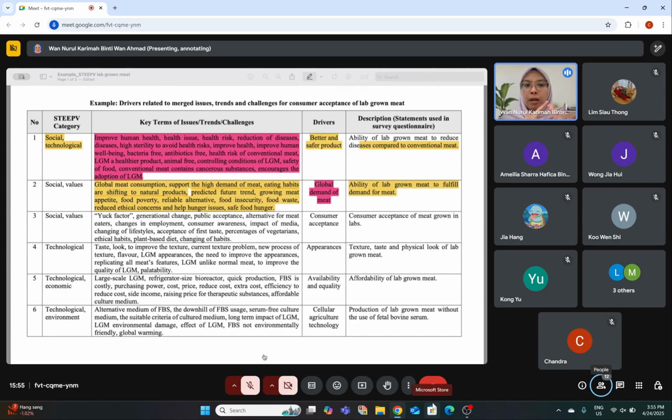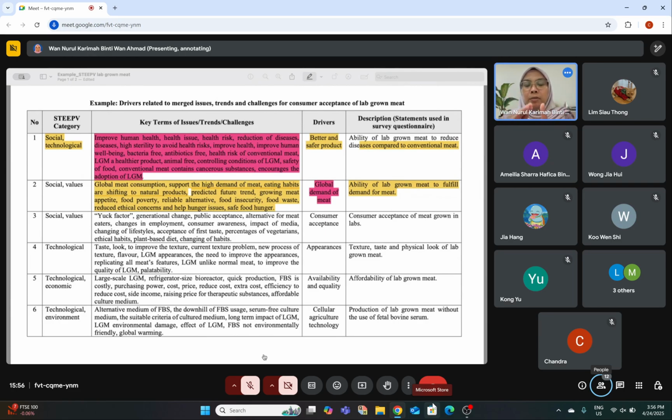Ada 3 tables: the list of statements tadi tu, statements together with the source of reference, and you have to identify the key terms behind each of the statement that you will summarize into summary table of issues, trends, and challenges. And based on the summary table, you will come up with a merge table of merge issues, trends, and challenges for the topic that you choose for your PSM project. And the driver from the merge issues, trends, and challenges ataupun statements tu will be used for your questionnaire so that you can identify the level of impact, the level of uncertainty for each of the driver.